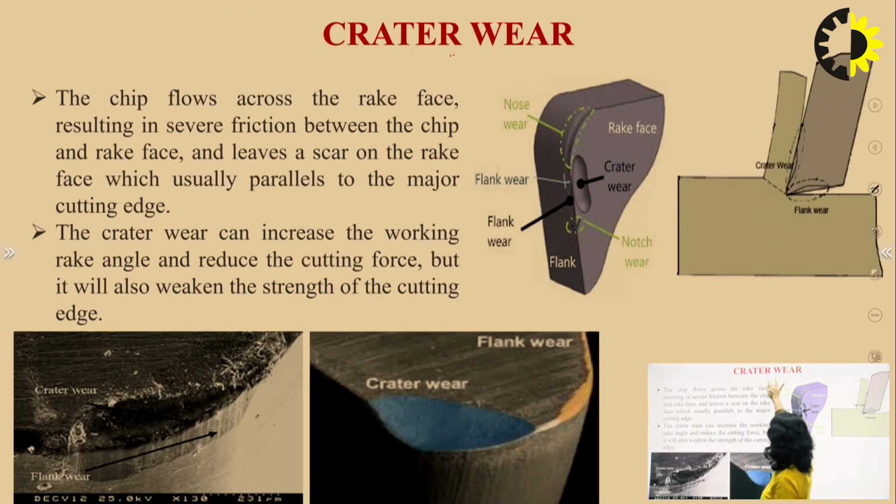Now we will discuss all the tool wear. So first one is the crater wear. So the chip flows across the rake face of the tool, resulting in severe friction between the chip and the rake face, and leaves a scar over the rake face, which usually parallels the major cutting edge.